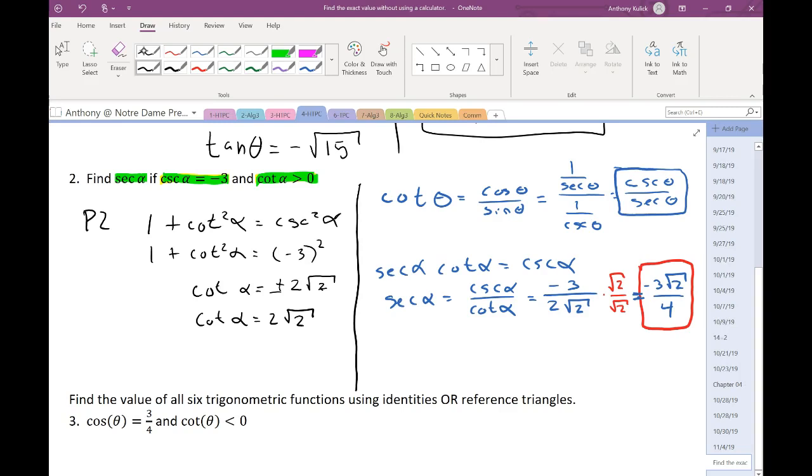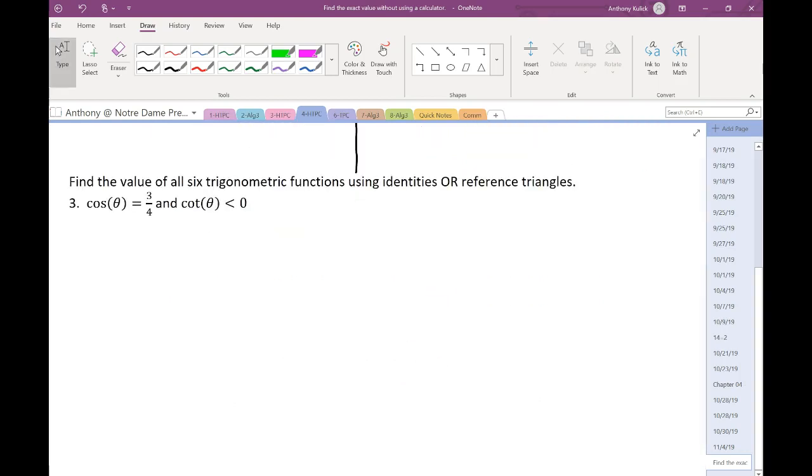So these problems 1 and 2 that we just did could be done other ways, right? We didn't have to use identities to do these. There's other ways you could approach these problems. In 3 through 6 or whatever, we now give you the option of using an identity or reference triangles. Let's do this first one using a reference triangle just to kind of refresh our memory of what that's going to look like.